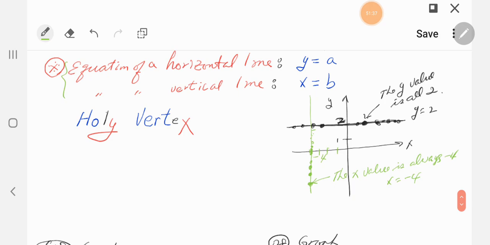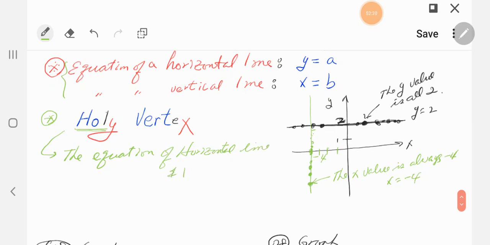Okay, don't get confused. I made up a word like this, "holy vertex." This holy vertex indicates the equation. Holy means horizontal. Horizontal starts with HO. So the equation of a horizontal line is y equals something.